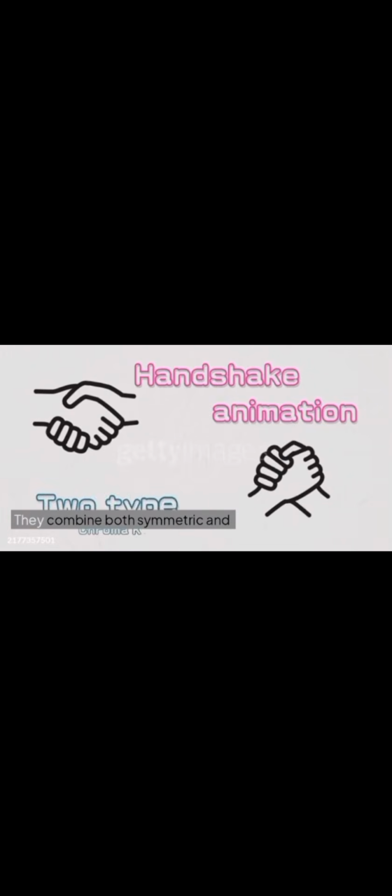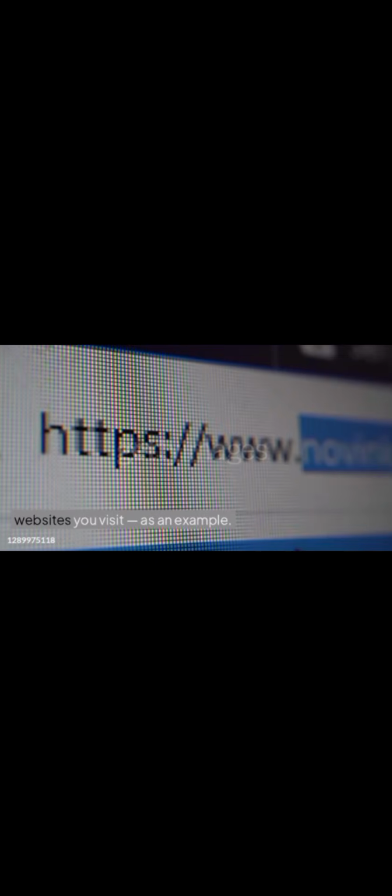This is where the magic happens. Modern systems don't choose one over the other. They combine both symmetric and asymmetric encryption to get the best of both worlds. Here's how it typically works, using HTTPS, the secure connection protecting most websites you visit, as an example.